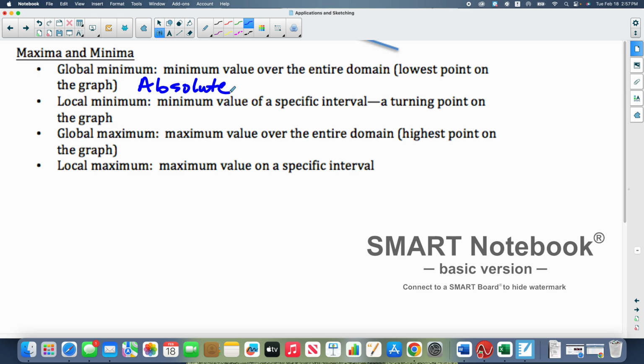The local minimum or the relative minimum is only looking at a certain location in the graph, only looking at a certain segment of the graph. Not looking at the whole thing, but just looking in its general area. Most times what we see in a local minimum or local maximum, we have turning points on the graph. It's changing from one slope to another. So our local minimums or our relative minimums and maximums are turning points on our graphs.